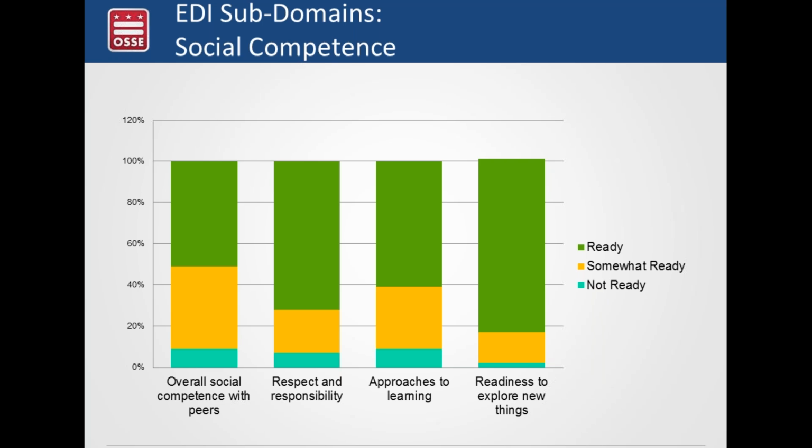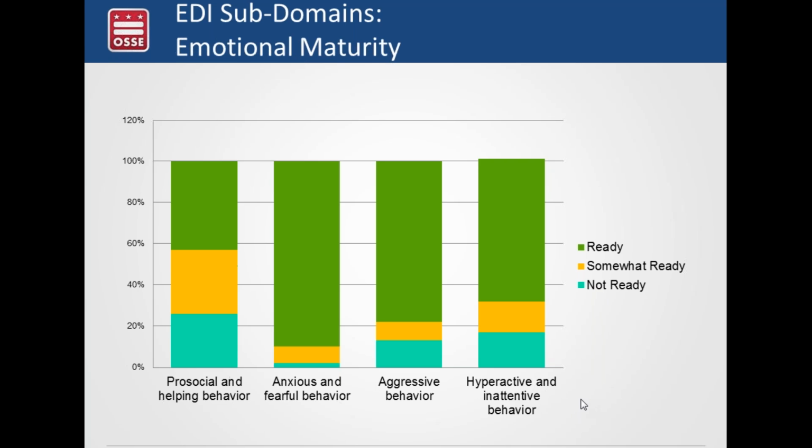Here you have the subdomains for social competence. Overall social competence with peers looks like there may be some room for improvement, as well as approaches to learning. Next slide. Emotional maturity: the pro-social and helping behavior, that first bar, is the first subdomain that seems to have the most room for improvement. Next slide.